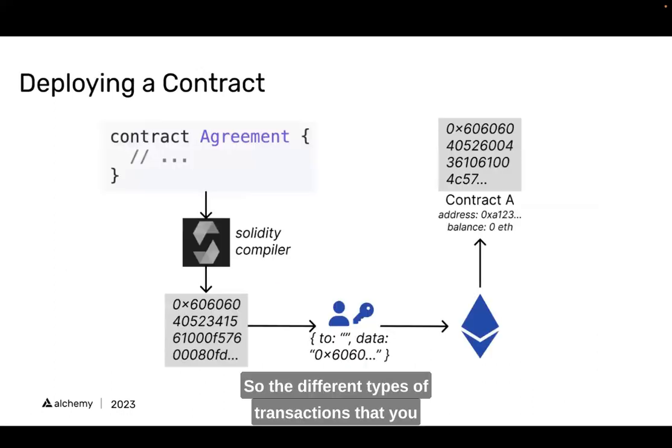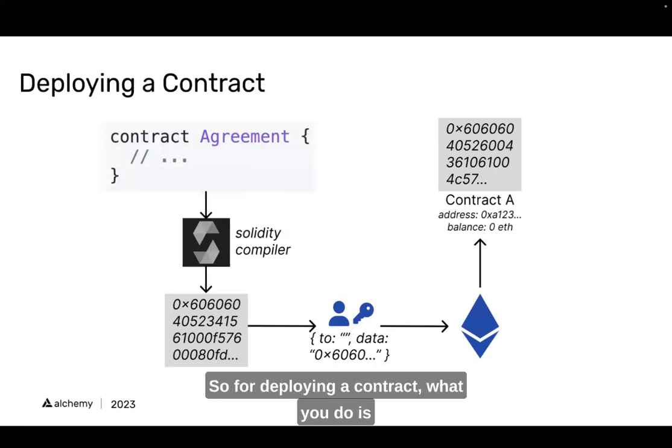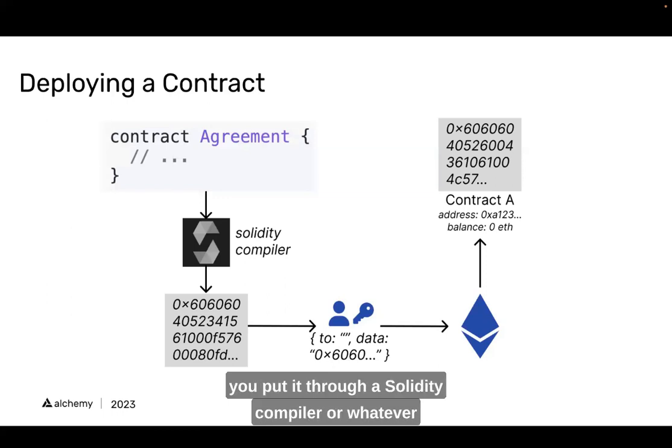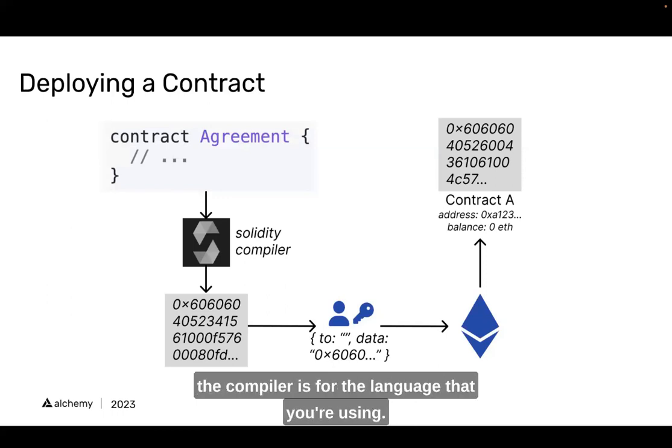Okay, so the different types of transactions that you might see, one is deploying a contract. For deploying a contract, as a smart contract developer, you take a contract in Solidity or a higher level language, and you put it through a Solidity compiler, or whatever the compiler is for the language that you're using. This is actually going to break it down into something called bytecode, which you put into a transaction. And again, this is something that an EOA signs and sends to a blockchain.